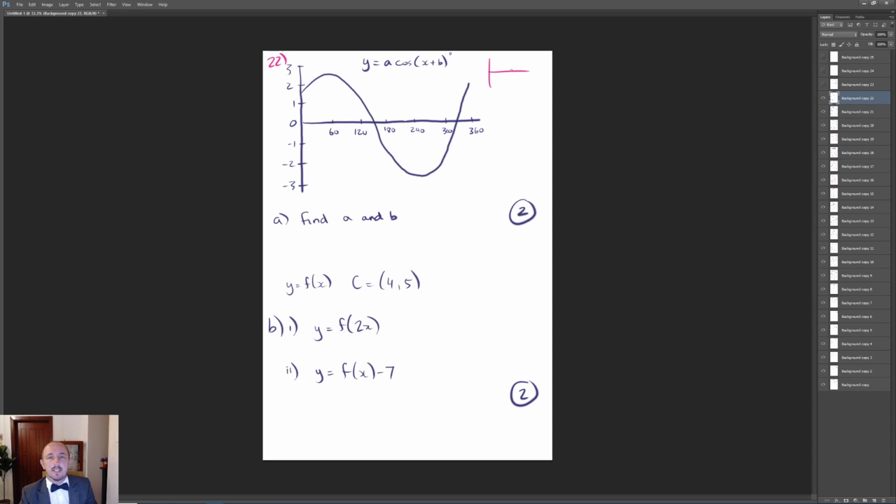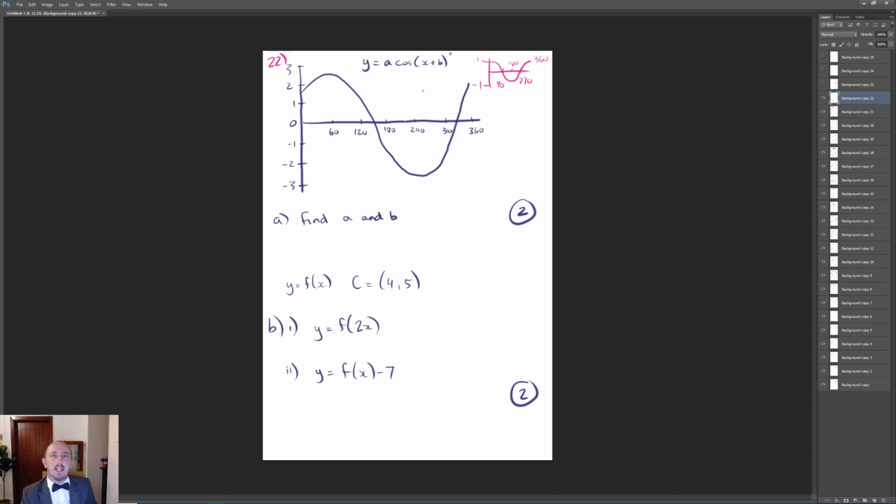So a standard cos graph looks like this, and it crosses here at 90, at 270, finishes at 360, and it goes up to 1 and minus 1, and its minimum point here is at 180.